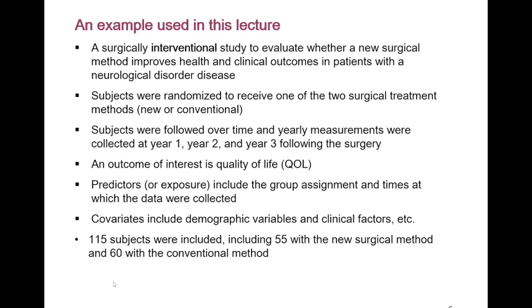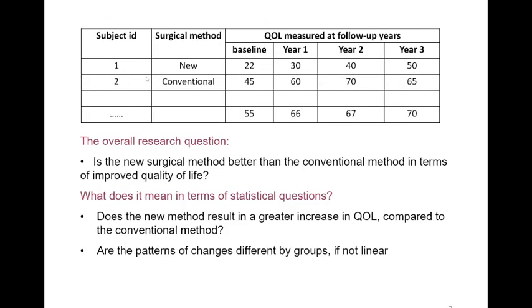And this study included 115 subjects, with 55 with the new surgical method and 60 who underwent the conventional method. So this is the working example. I'm using this throughout the lecture and also the next several lectures. So this is what the data look like. For example, I have subject ID 1 to 115 and surgical method indicating which surgical type the patient received. And the quality of life measure has yearly measures at year 1, year 2, year 3 after the surgery. And there's also a baseline measure before the surgery.